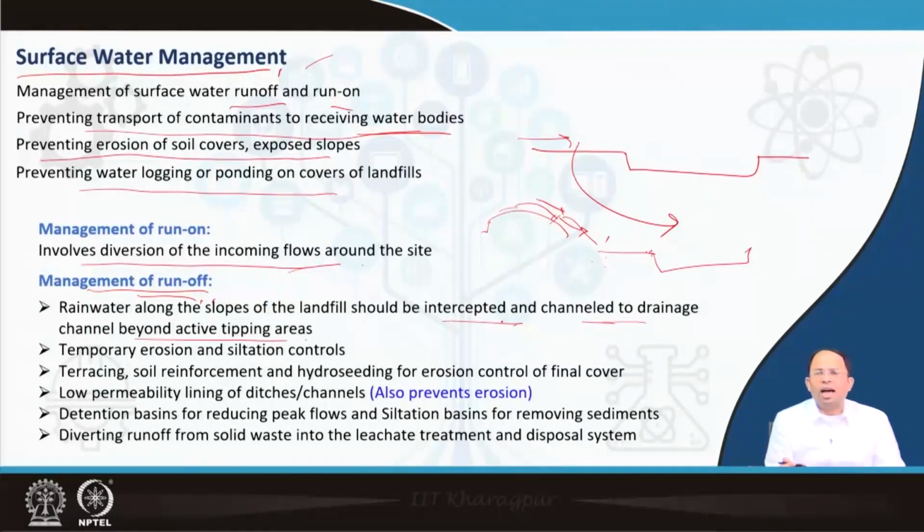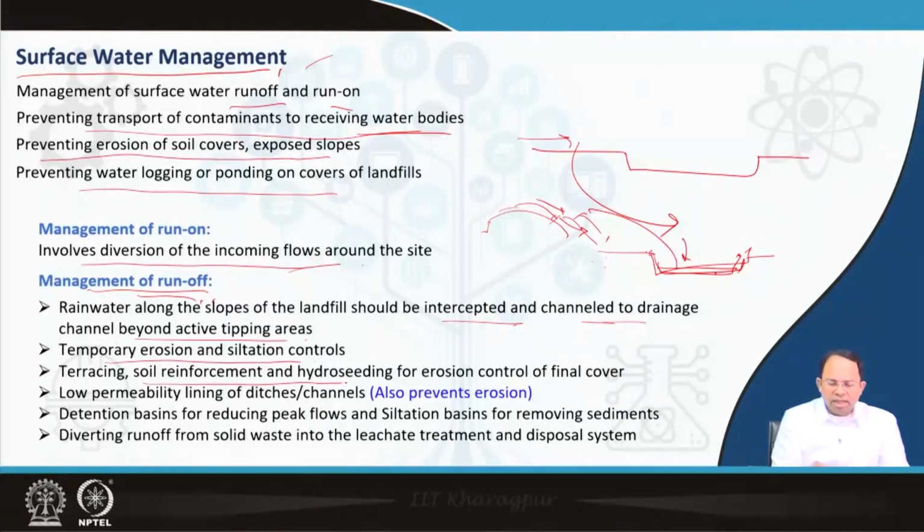As I was explaining earlier, in the benches we have to create those drains where we can collect the water, and we also have to do temporary erosion and siltation control. That means the water flowing from the surface has to be held for a certain amount of time, maybe in detention or retention basins, so that sedimentation happens. We collect the soil back and we can use it again as cover, right?